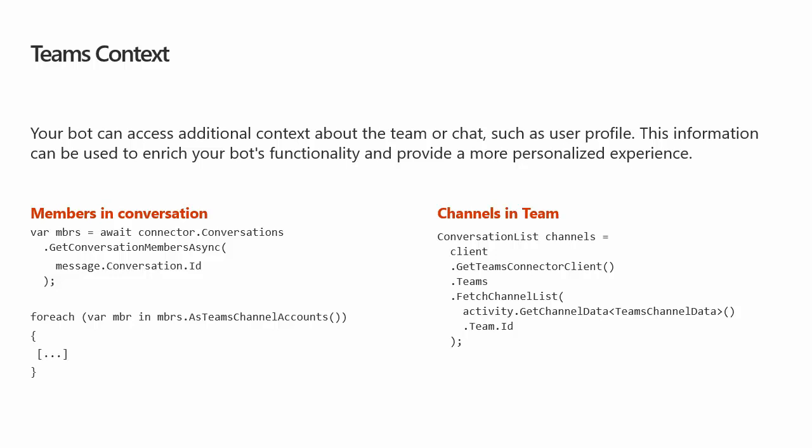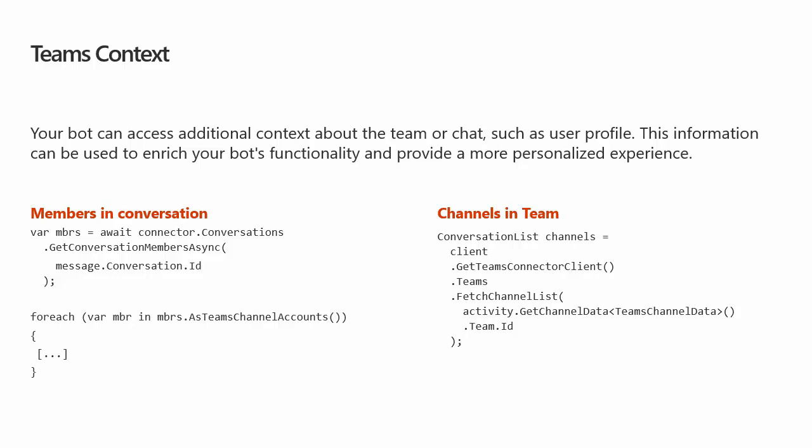Note that there's an extension method off of the members object called AsTeamsChannelAccount. This will provide the Microsoft Teams specific information about a user, such as their Microsoft Teams user ID, that you can then use to interact with the user. Again, sending one-on-one messages or starting conversations, as we'll see in a moment.